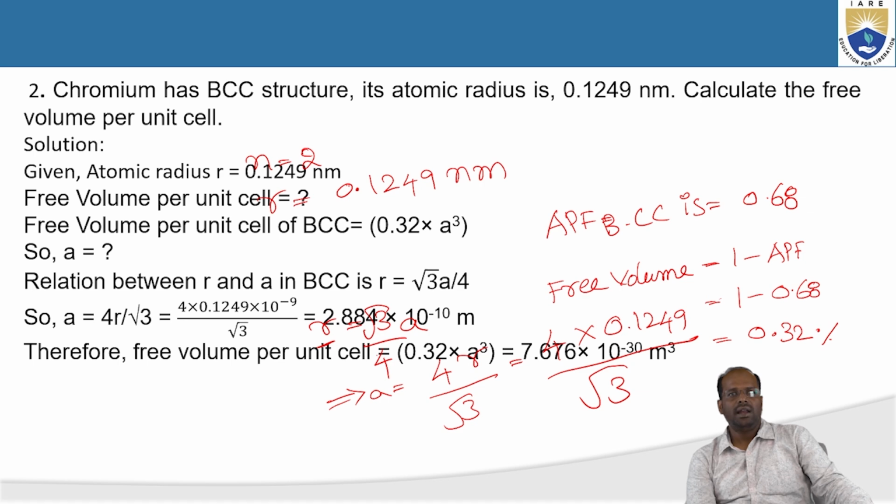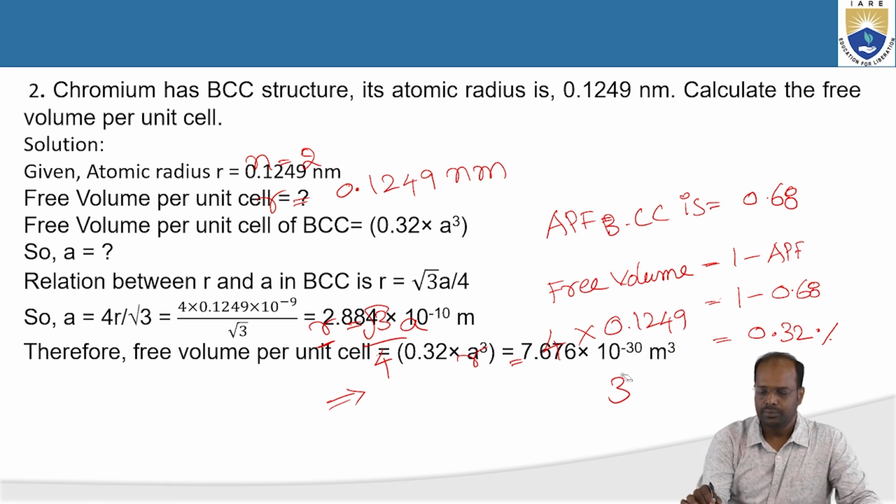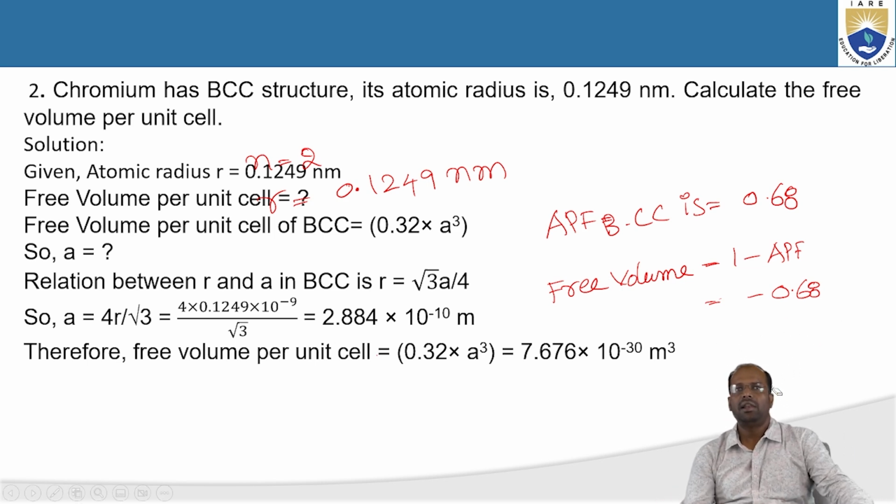A is the lattice constant for body centered cubic, 2.884 into 10 to the power of minus 10 meters, which we got just now. So that value we are substituting here. Then the resultant value we are getting is 7.676 into 10 to the power of minus 10 nanometers. That is the value for free volume per unit cell.